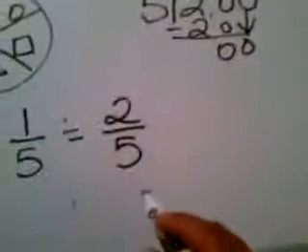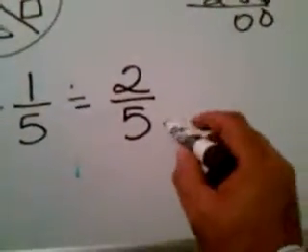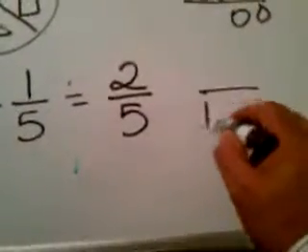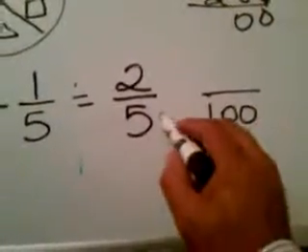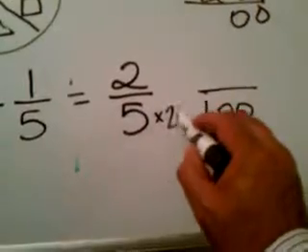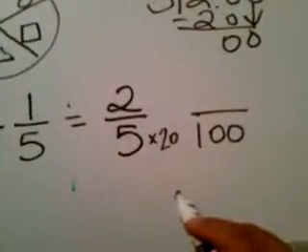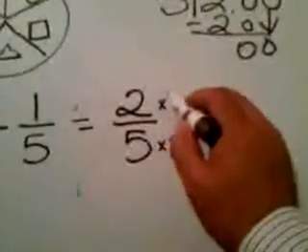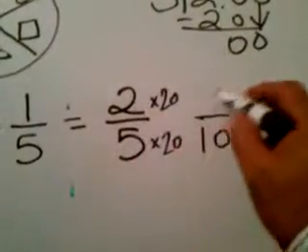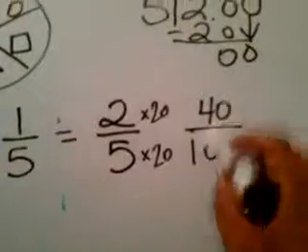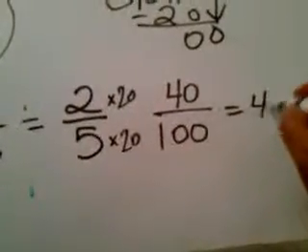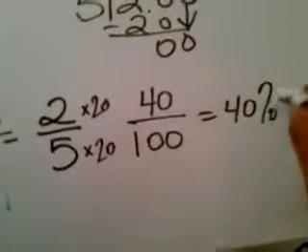But the other way to do it is to say 2 over 5. What could I do to this 5 if I want to base my denominator out of 100? Well, 5 times 20 would get me to 100. And if I do that to the denominator, I'd also have to do that to the numerator. 2 times 20 would give me 40. And 40 out of 100 equals 40%. Wouldn't be a good grade.